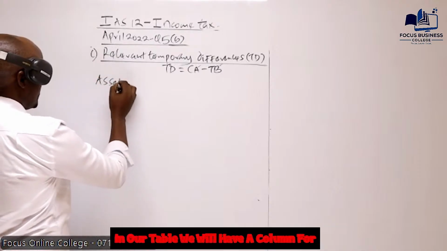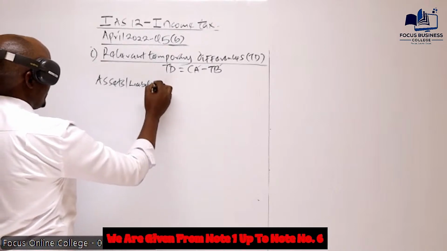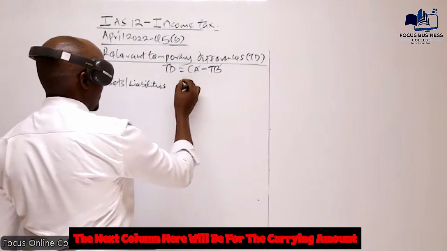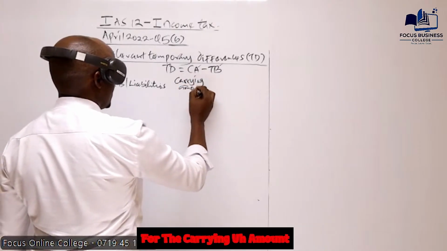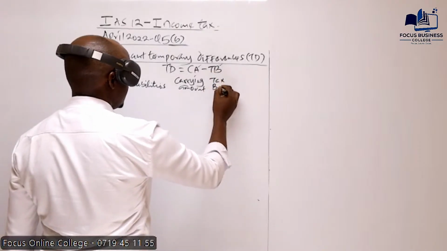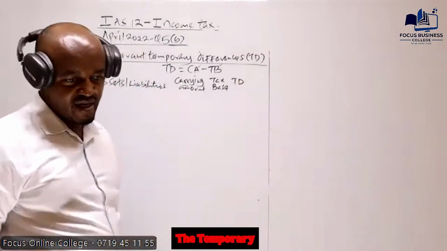In our table, we will have a column for the assets or liabilities we are given from note 1 up to note number 6. The next column here will be for the carrying amount. The next column will be for the tax base. And the last column here will be for the TD, the temporary difference.